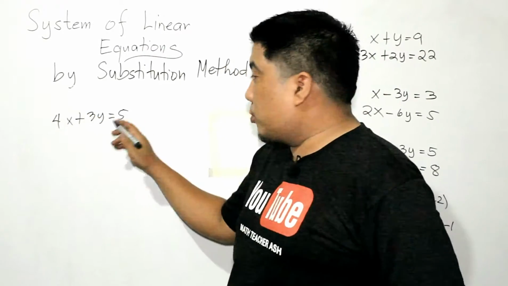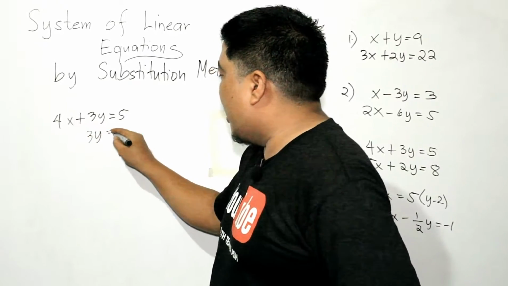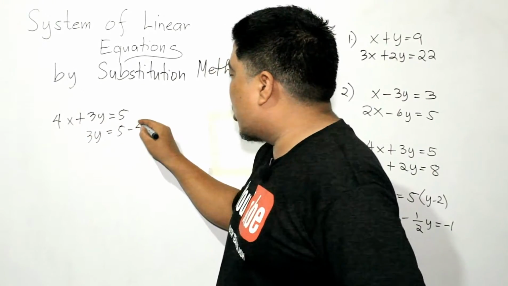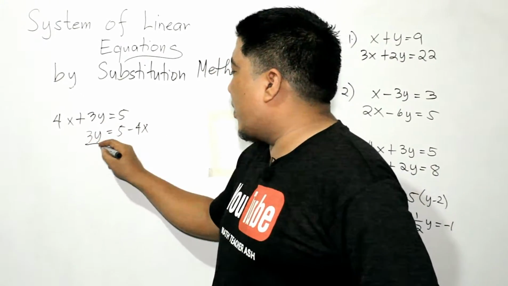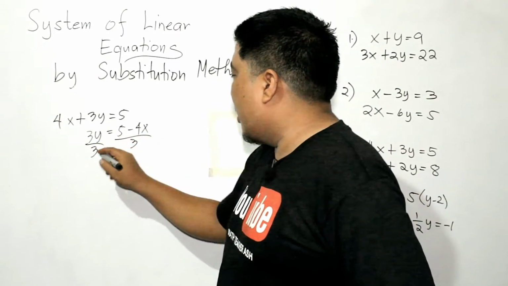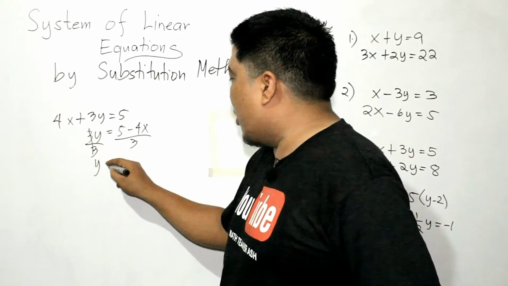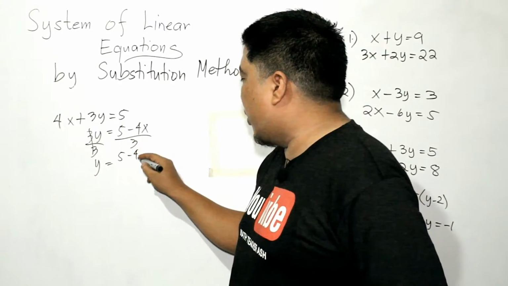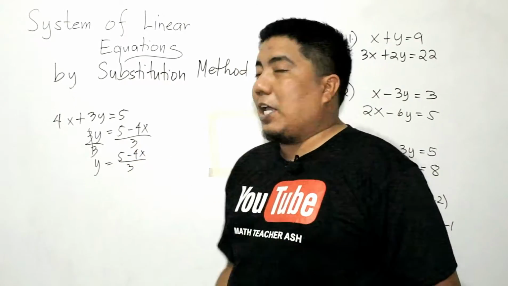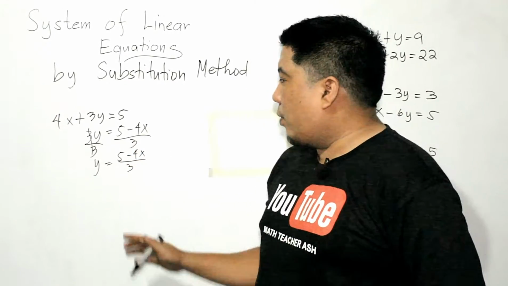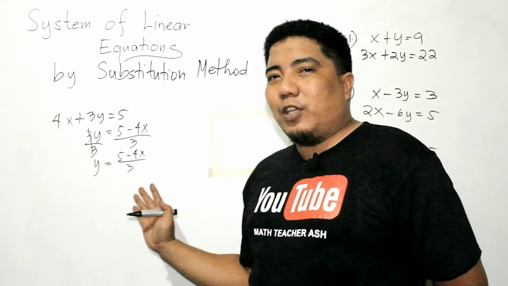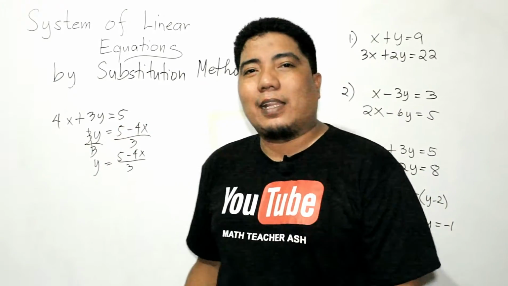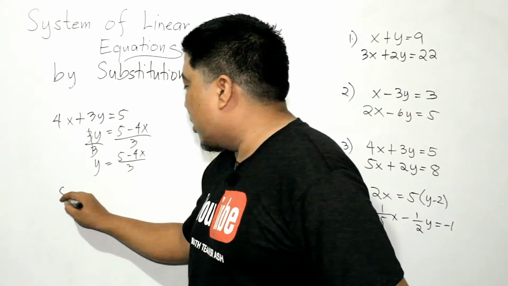So I will transpose my 4x, that is 3y is equal to 5 minus 4x. Okay? I divide both sides by 3. So this will be cancelled. And the value of my y is (5 minus 4x) over 3. So now, I will use this value in my second equation, and that is 5x plus 2y equals 8.